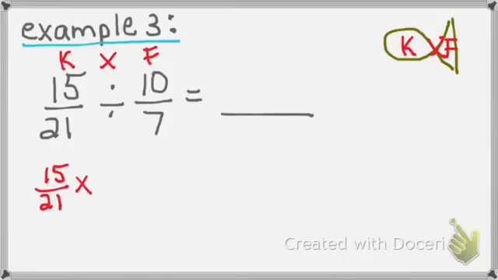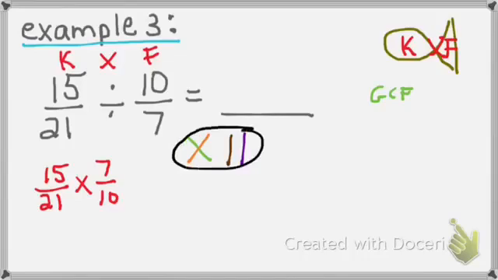Change my division to multiplication. Flip, instead of 10/7, I will have 7/10. And now we're ready to go ahead and solve. So again, to multiply fractions, I use the X11 strategy. Let's look at the orange portion of the X first, which is the 7 and the 21. I'm going to go ahead and find the GCF of 7 and 21.